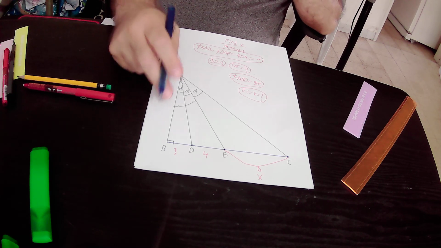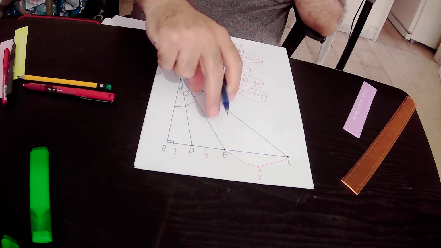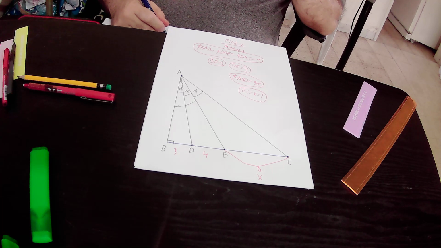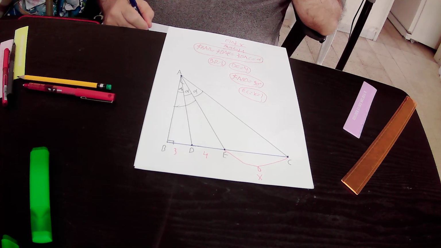That is to say, AB square plus DE square equals AE square. AB square plus BE square equals AE square.